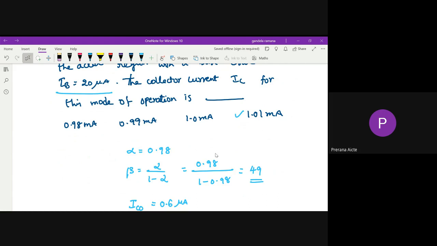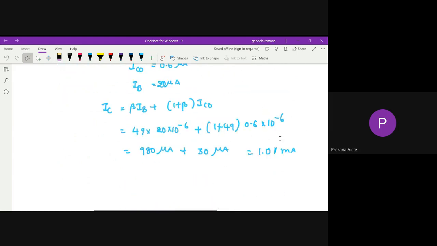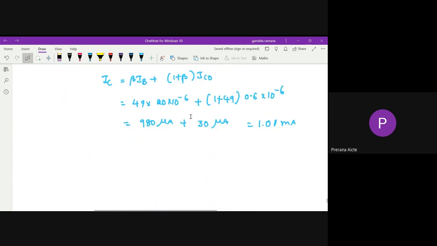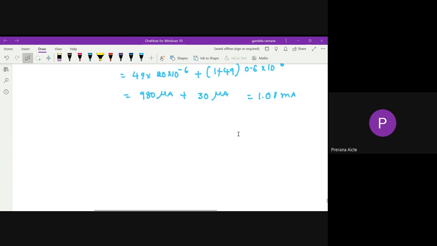So here they have given alpha, and we find out the beta. At the same time they are asking for the active region, so for that region we want to find out the IC. So implement the IC formula and find out the answer. So next problem.